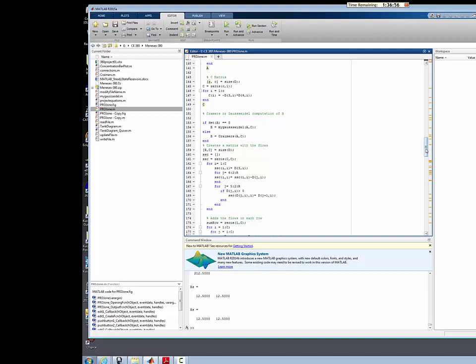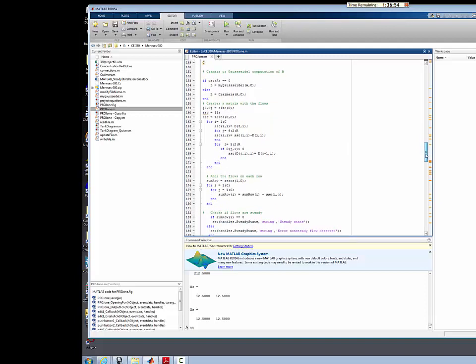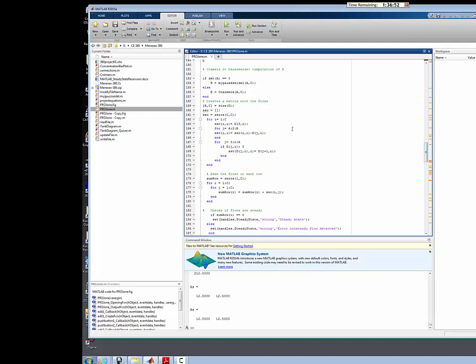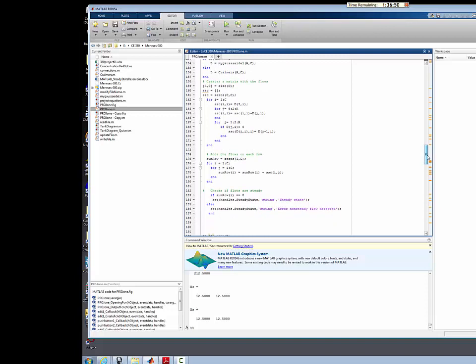Next, we created code that will tell us if it's a steady state or if it's not steady state, because it will not work for a non-steady state. And here's the code for that.